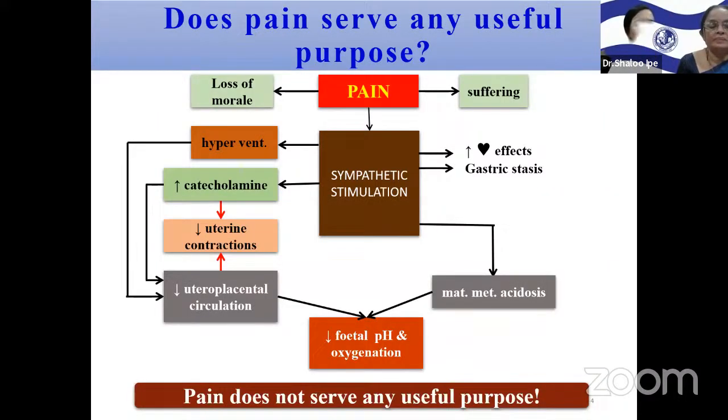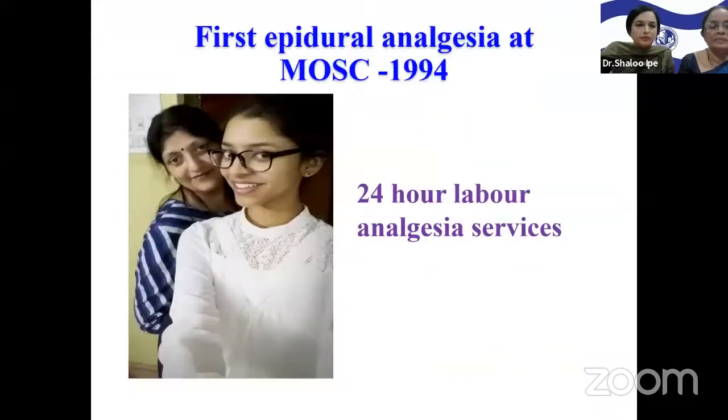So does pain in labor serve any useful purpose? Pain causes suffering and loss of morale, especially in a parturient in prolonged labor. Pain leads to sympathetic stimulation, which can lead to hyperventilation and hypocarbia, which compromises uteroplacental circulation. The increase in catecholamines can decrease uterine contractions and also decrease the uteroplacental circulation, both causing fetal compromise. Sympathetic stimulation has deleterious effects on the heart of the mother, as well as causes maternal acidosis. So pain does not really serve any useful purpose.